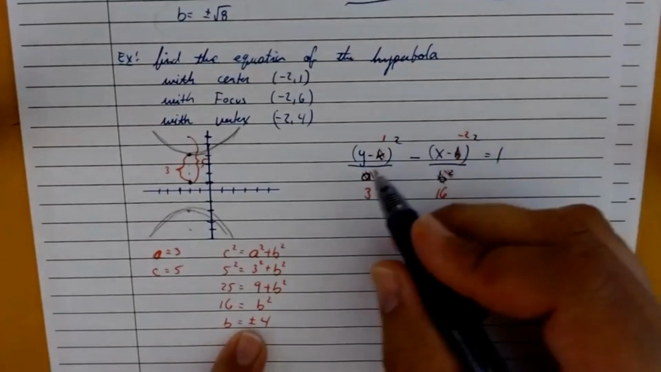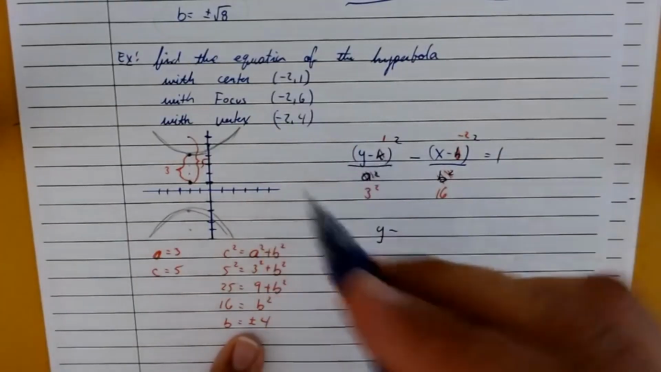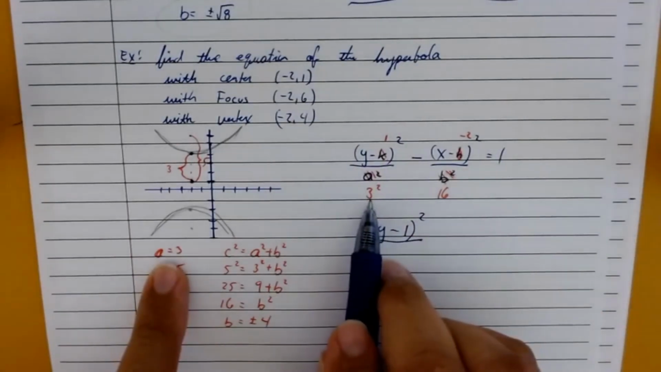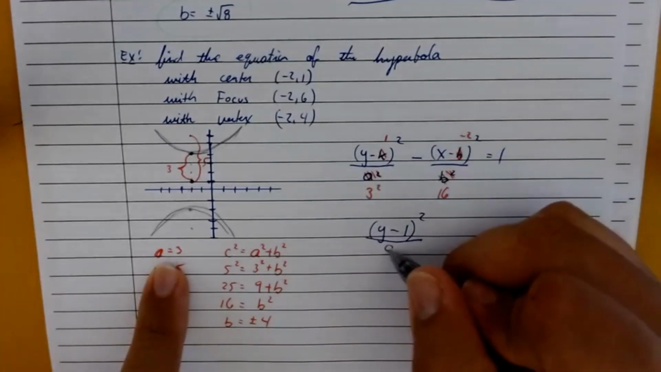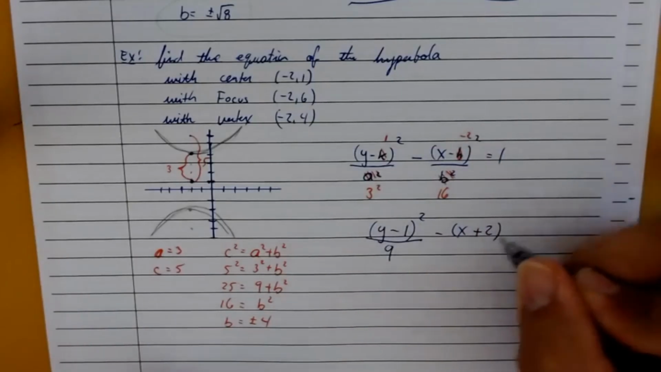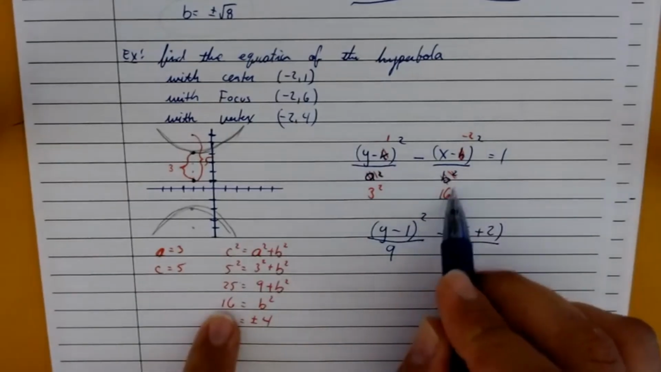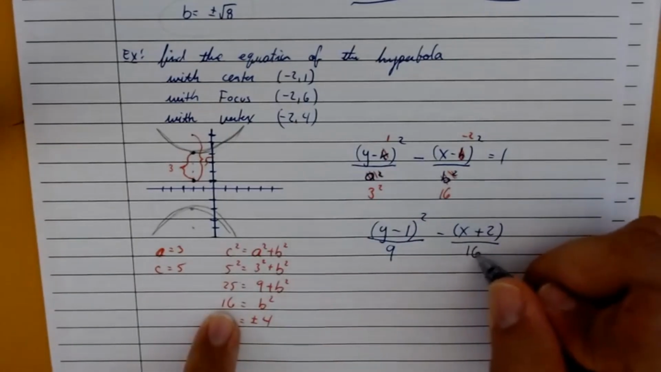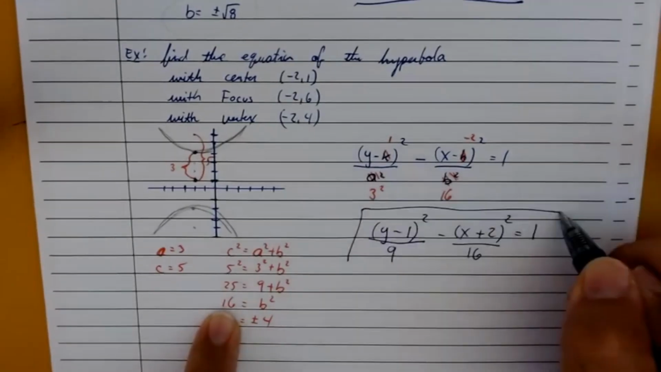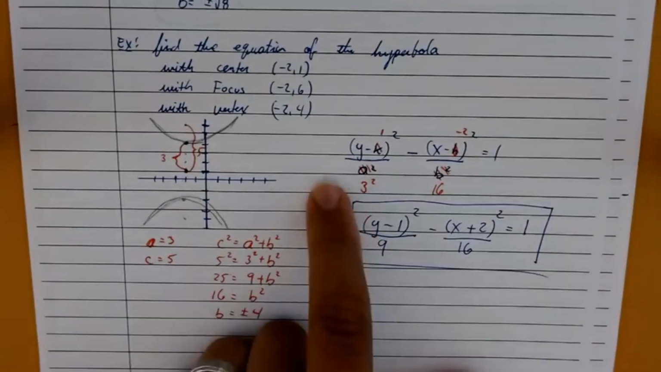All right, so we can go ahead and clean that up. That's going to be y minus that 1 from the center, our y-coordinate from the center, squared, over our a was 3, and we're squaring it to get that denominator, so that's a 9, minus x minus a minus 2, which is plus 2. Right? We're subtracting away that -2 from the center, over our b squared, which we computed to be 16. And of course, that has to equal 1, as we always have in the standard form of a hyperbola. And that's it. That's the equation of the hyperbola with these features.